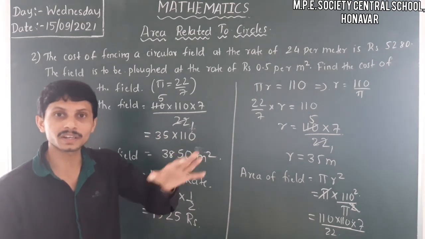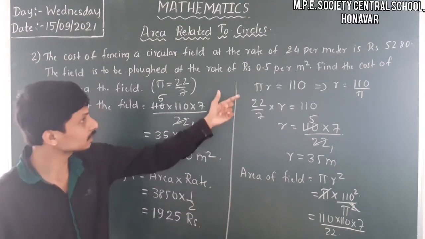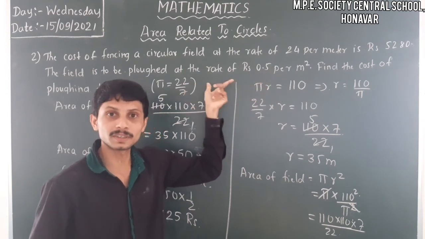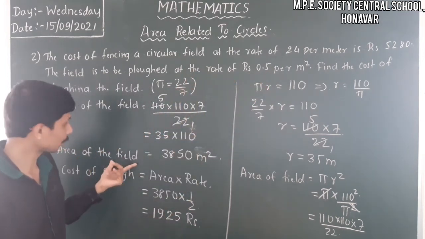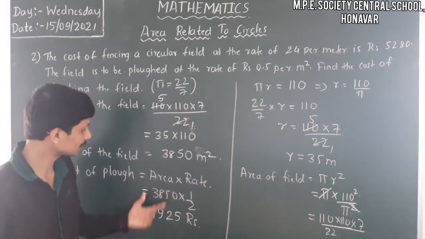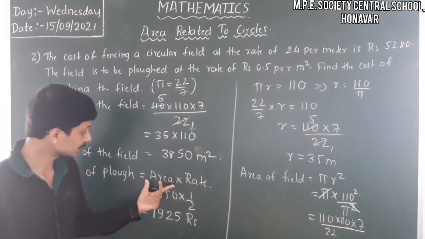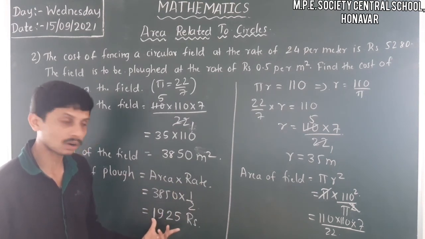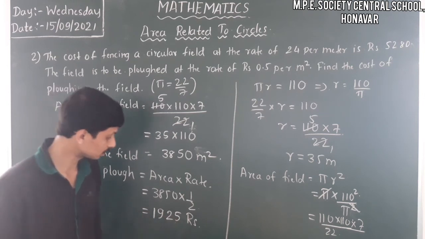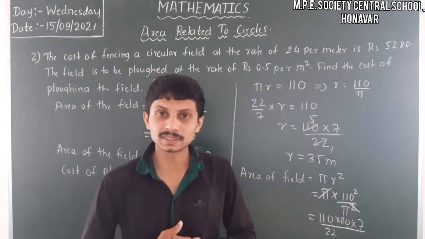Before going to that, we have to find out the area. What is the total area we have? For each meter square area, we have to pay 0.5 rupees for flowing the field. So we have the area of the field using pi r square and the radius, and we got 3850 meter square. Then we found out the cost of the flow, that is area into rate. At last we got the cost of flowing the field as 1925 rupees. I hope you understood this.